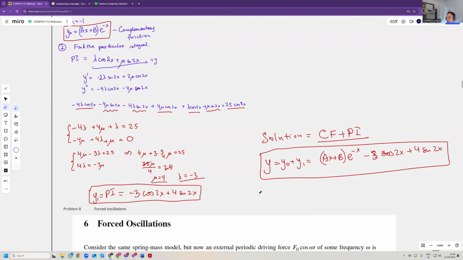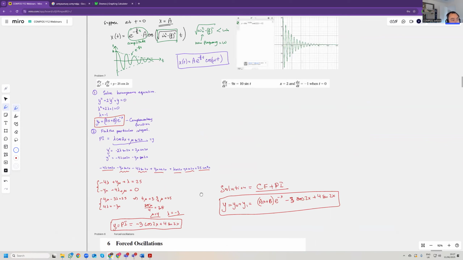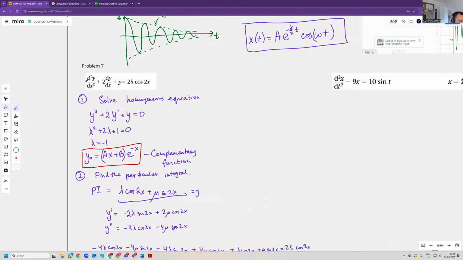And where does this come into play? Well, this comes into play where you have forced oscillations, where you have an external force pushing the system. So for example, you can think of a child on a swing and you're pushing the child. That's an external force. So you have the oscillating system, and that's your external force.